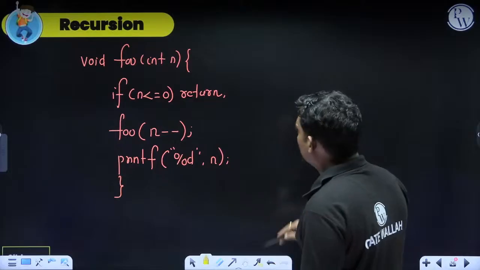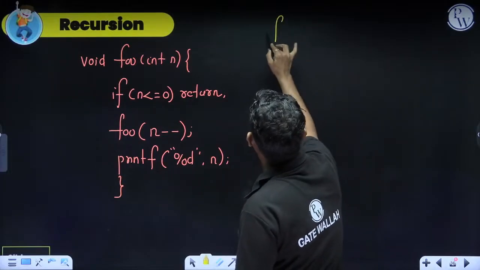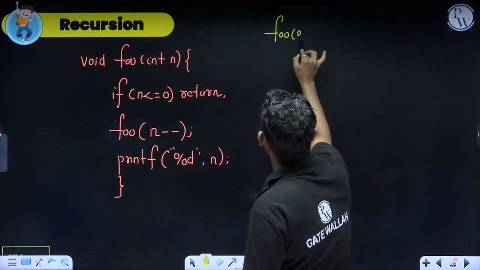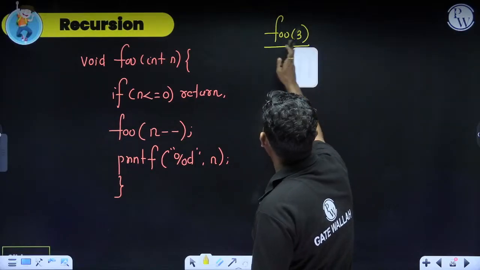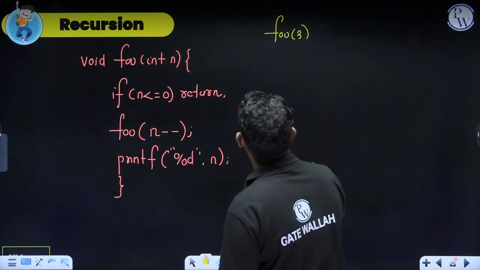Okay. So now if I call the function here, let's say foo 3. Can you predict the output of foo 3? Let's say foo 3.